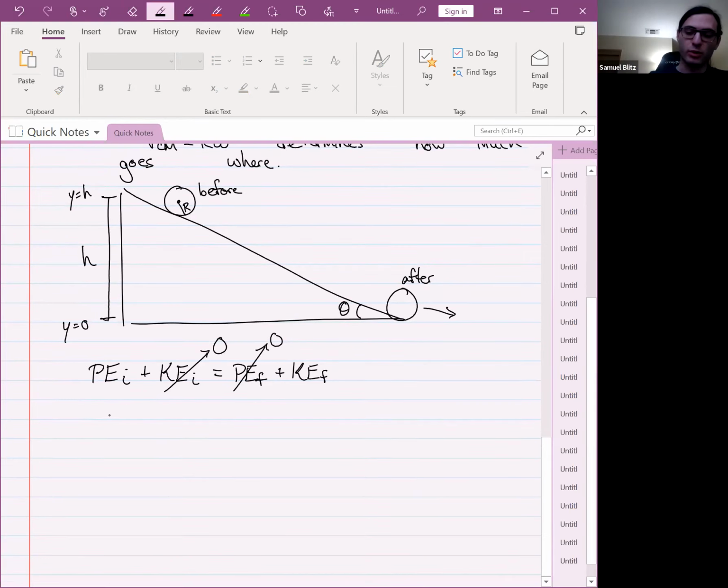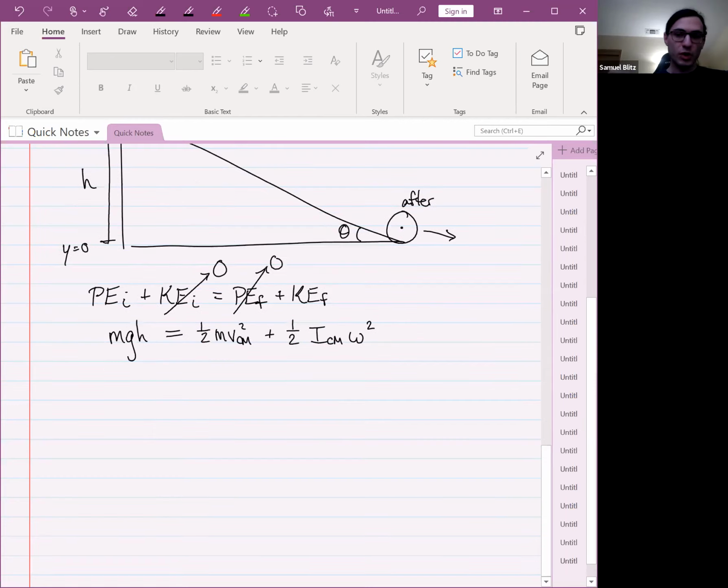So let's just start filling in. The initial potential energy in this coordinate system would be mgh, m being the mass of the cylinder. And then the final kinetic energy has two parts. It has translational kinetic energy and rotational kinetic energy. They're both measured about the center of mass. So the translational kinetic energy is 1/2 times the mass times the velocity of the center of mass squared, plus the rotational kinetic energy, 1/2 I omega squared. This is the moment of inertia measured about an axis that passes through the center of mass of the object, times omega squared, and omega is the angular velocity of the cylinder as it's rolling.